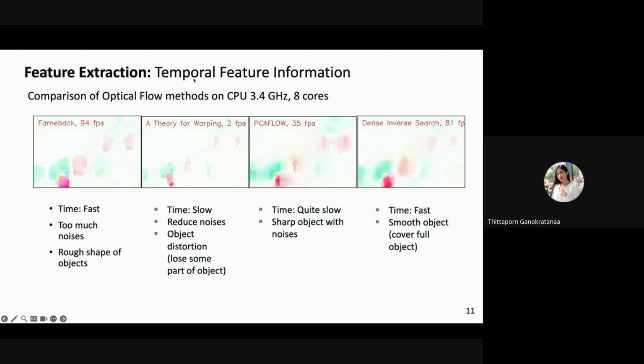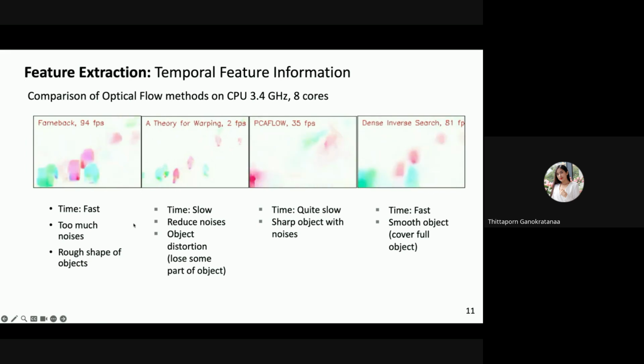And here I would like to show you the result from my experiment. At that time, I wanted to test which technique performs best for the temporal feature information. Okay, so here are the optical flow methods, and I tested on CPU. Here I have Farneback, a theory for warping, PCA flow, and dense inverse search. So I would like to show you the short video clips here.